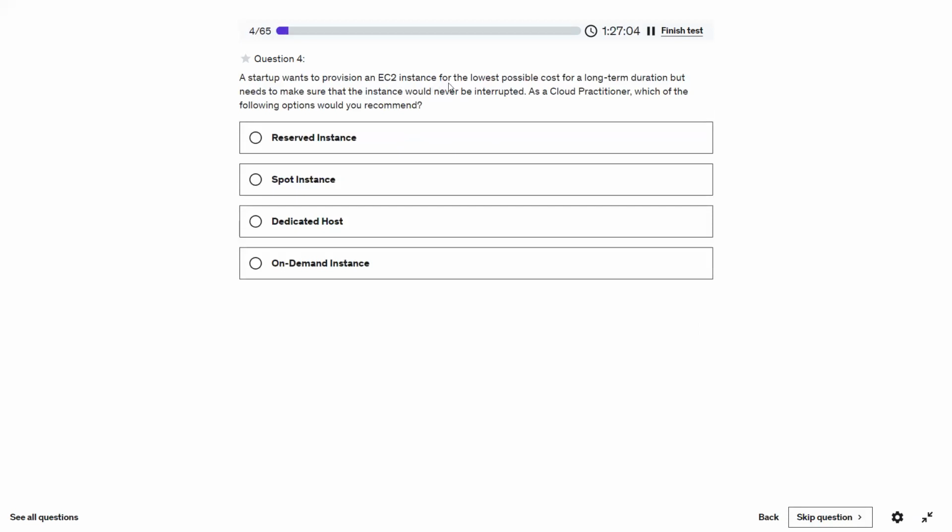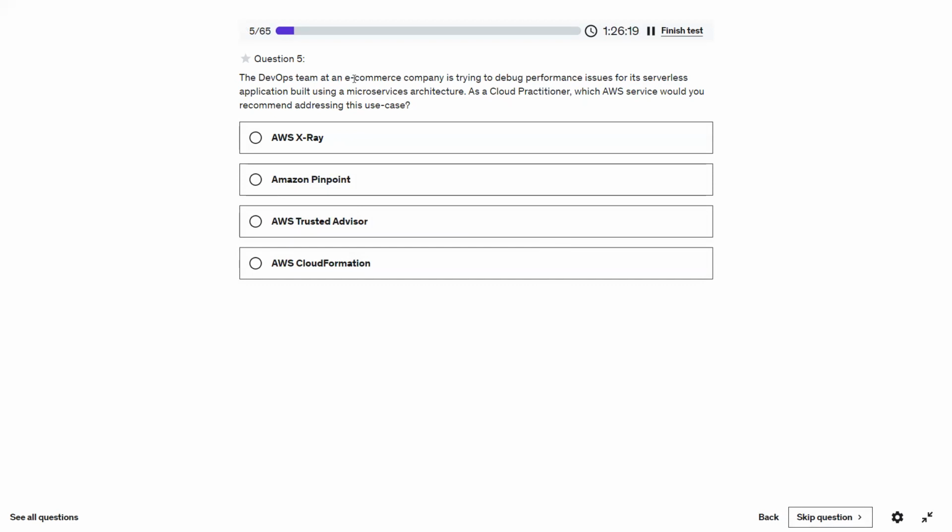A startup wants to provision an EC2 instance for the lowest possible cost for a long-term duration, but needs to make sure that the instance would never be interrupted. Okay, which option would we recommend? For the lowest cost, generally we have two options: reserved instances and spot instances. But this is a long-term duration. Spot instances are the lowest cost, but they can be terminated anytime. We want it for a long duration and it should never be interrupted. So it could be reserved instances, because we will get a discount of up to 75%.